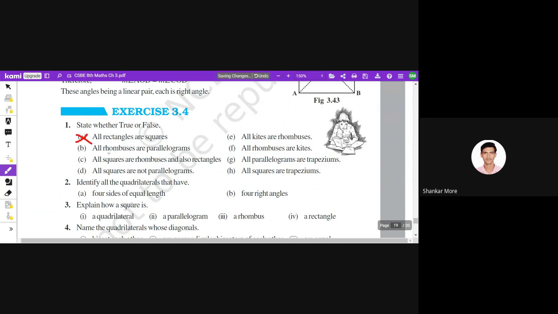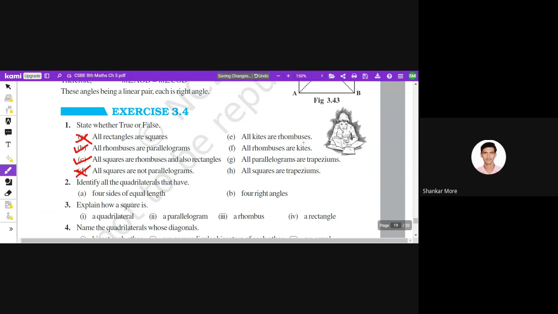All right, so B, all rhombuses are parallelograms. Is it true? Okay, B is true. Very quick. C: All squares are rhombuses and also rectangles. Is that true or false? True. Yeah, very good. D: All squares are not parallelograms. It's false. Oh, someone is saying true. How is that? All squares are parallelograms. It's false.